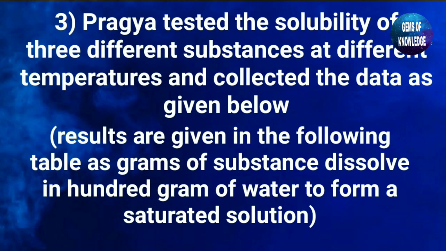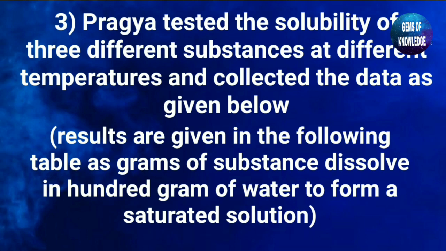So moving to the third question, you can see the third question onto the screen. Pragya tested the solubility of 3 different substances at different temperatures and collected the data as given below. Okay, so here a table will be given in which there is data where Pragya has tested the solubility of 3 different substances. There are 3 to 4 different substances and she has collected the data by testing them at different temperatures.